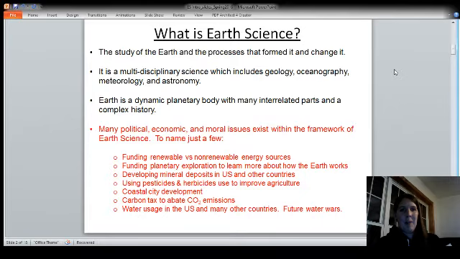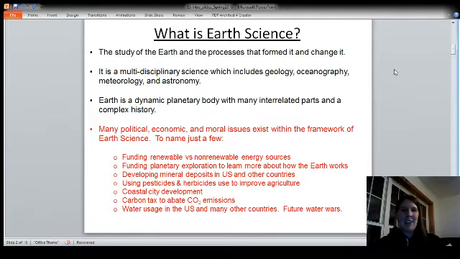Earth is a dynamic planetary body with many interrelated parts and a complex history. So the Earth is always changing. It is not static. Climate change, obviously, but even continental placements and the oceans are still moving and changing in a dynamic system. It may seem like it's stationary and doesn't change, but it's a very slow process, and they are always shifting in relation to each other.